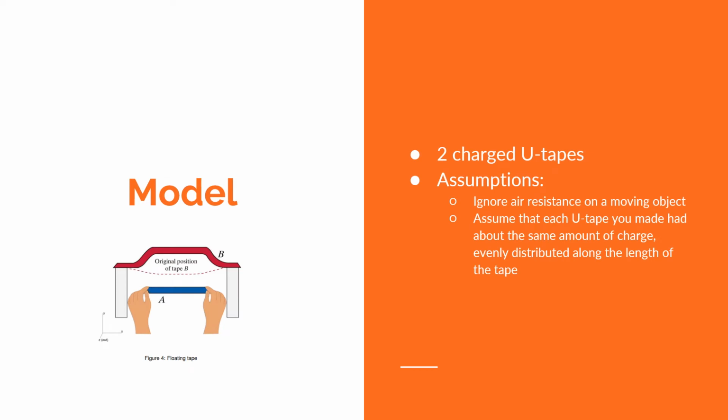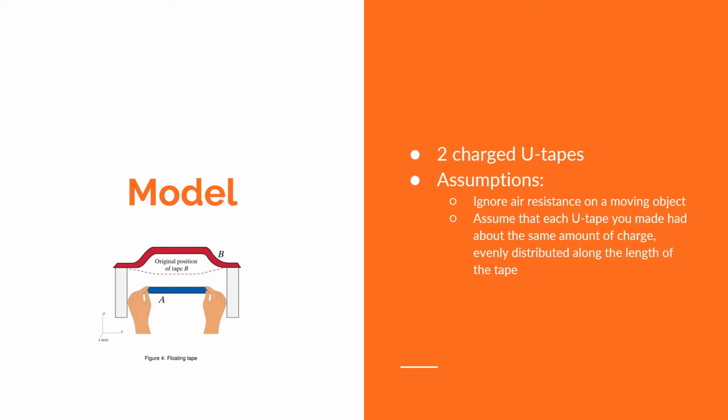So the model for this lab was the same as for the first one, where we had two charged pieces of tape that we made from tearing them apart, and this would transfer charges between the tapes, and then we measured the distance between the two tapes at which they repelled each other.